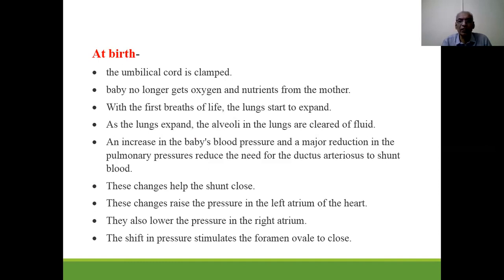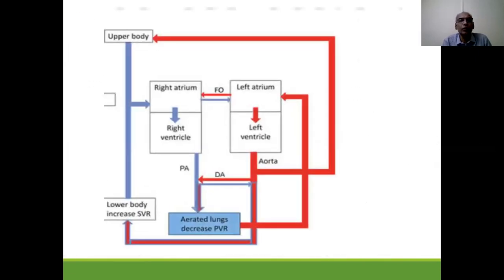This gives rise to a rise in pressure in the left atrium of the heart and also lower pressure in the right atrium of the heart. And this stimulates the closure of the foramen ovale. This is the figure showing the circulation after birth because of closure of the foramen ovale.